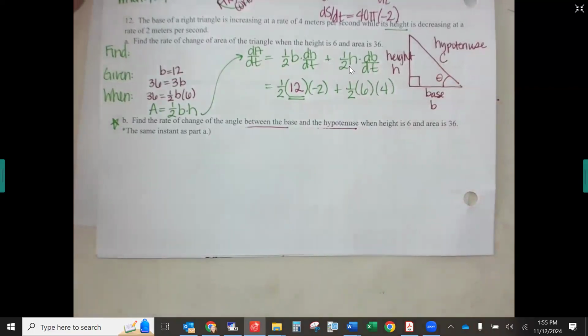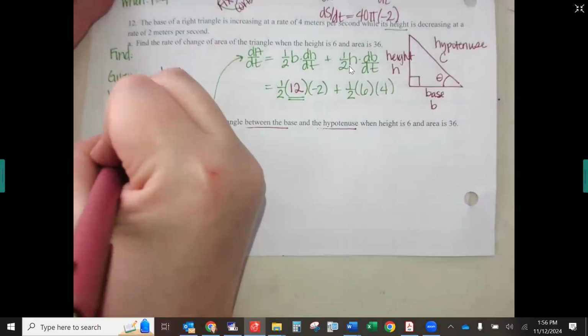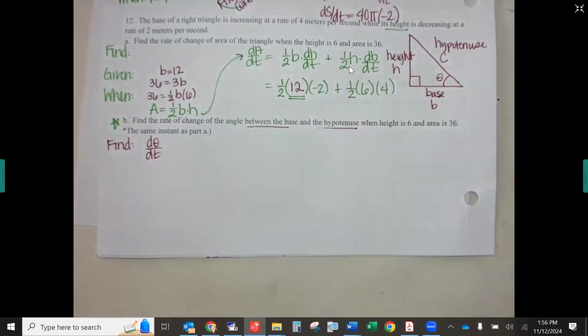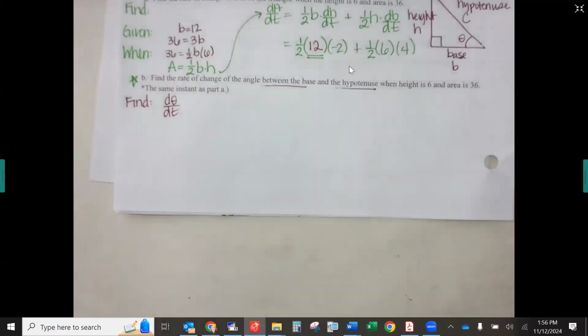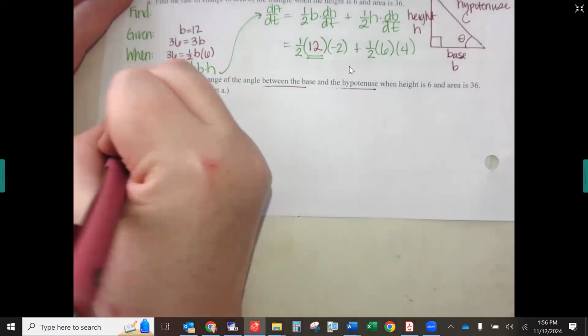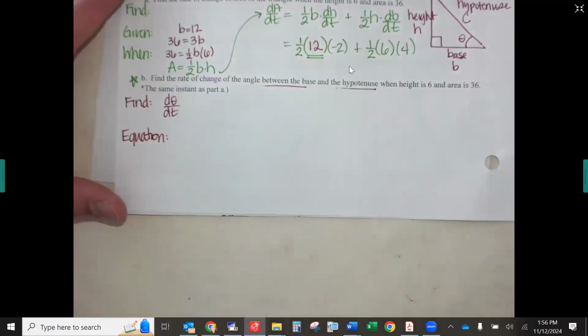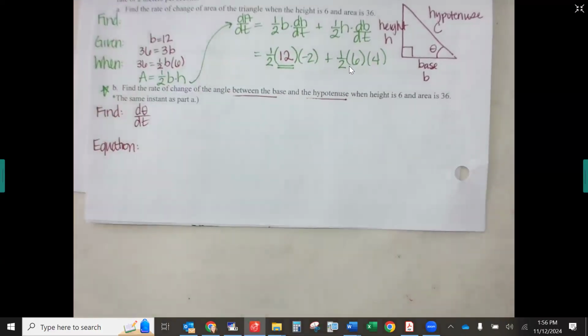Okay, then it says find the rate of change of the angle. So I'm finding d theta dt, and then it says when the height is 6 and the area is 36, that's kind of the same time we were already looking at. Okay, for your equation, this is very important. The same thing that's about to happen on this triangle is going to happen on your test. When you pick the sides of your triangle, you want to pick the sides that you know something about.